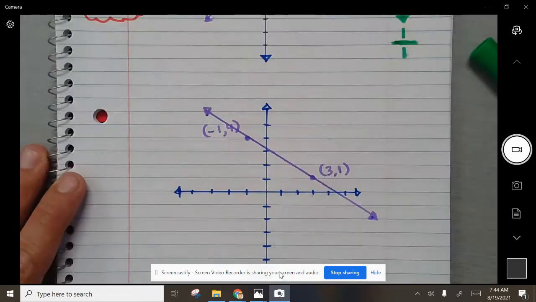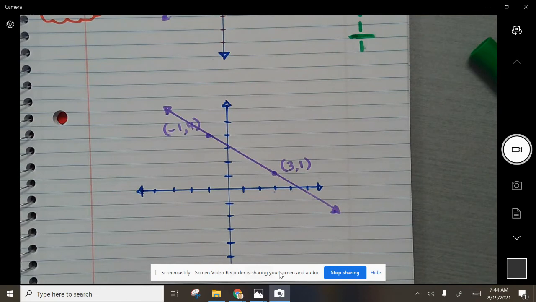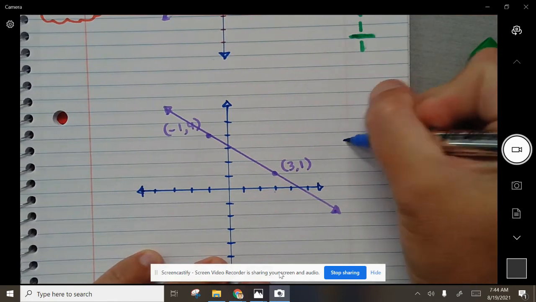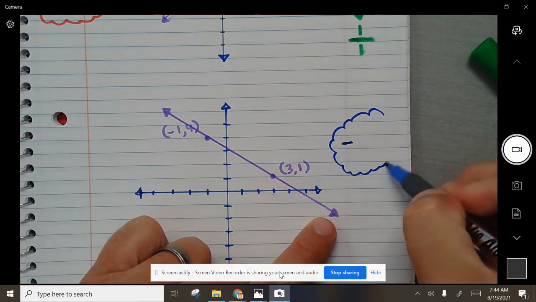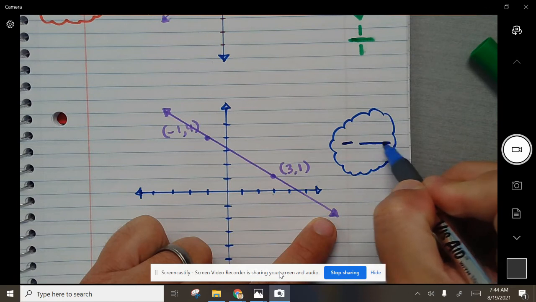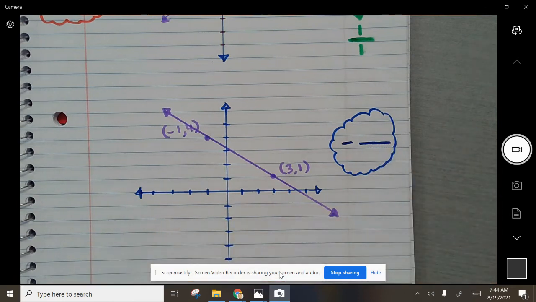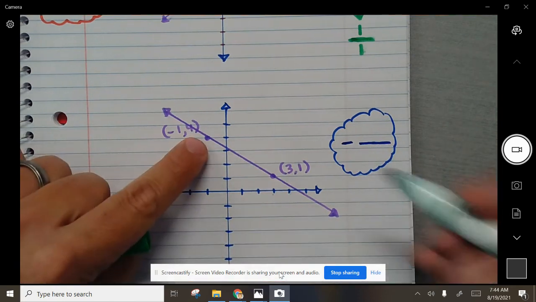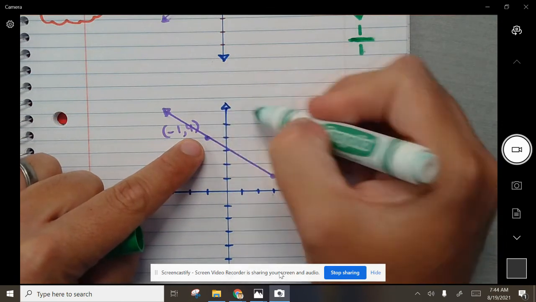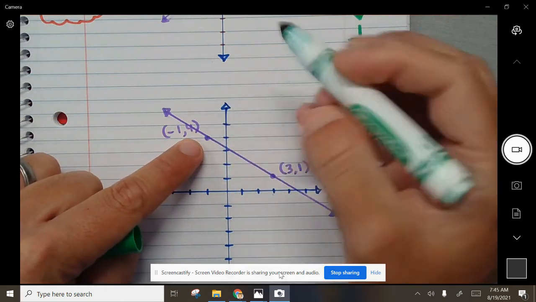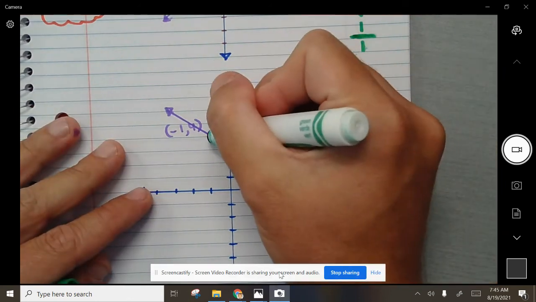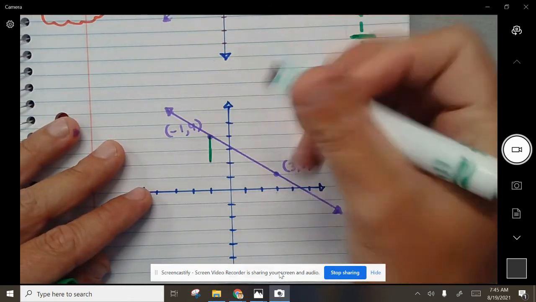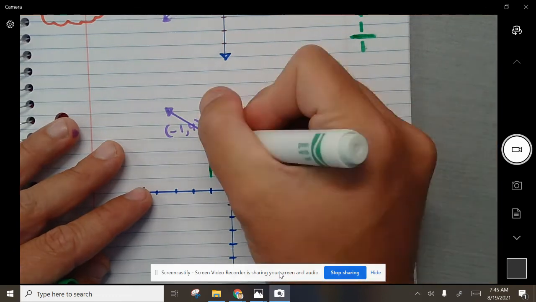All right, now let's go ahead and zoom in. You know it's going to be a negative. How do you know it's going to be a negative? It's going down. So your slope and your fraction is going to be negative. And for this one, you're going to start here. You can't rise and run here. So instead, you're going to fall and run. So you're going to fall 1, 2, 3. You're going to fall 3.